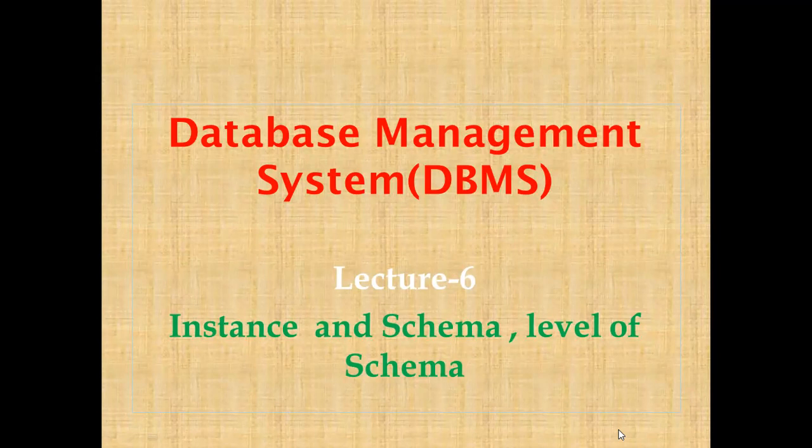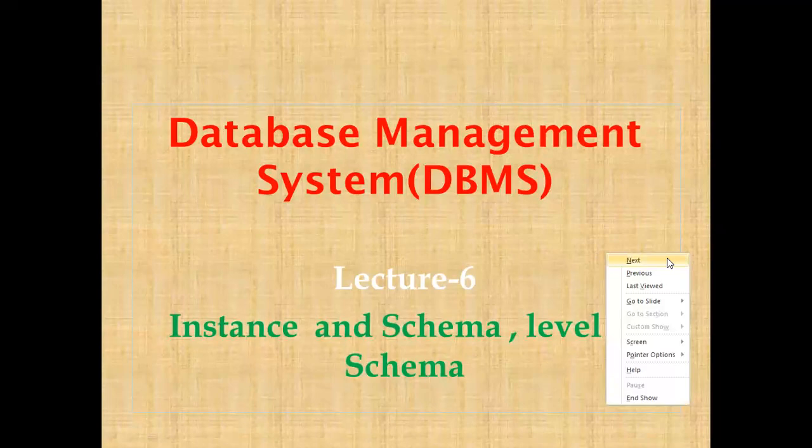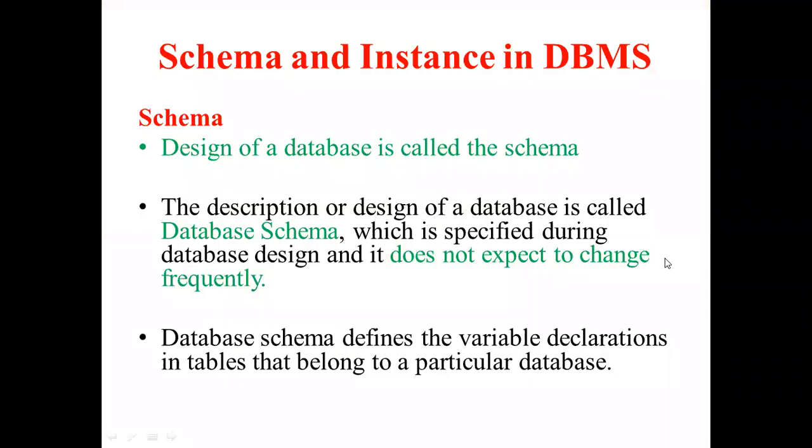Today we are going to see instances and schemas and levels of schemas. So let's start. In the previous lecture, we saw the different levels of data abstraction. A database is a collection of huge, related and complex data. Hiding the irrelevant, unwanted data from the user and representing only the required data to the end user is called data abstraction. This facility is provided with the help of levels of data abstraction, schemas and instances.